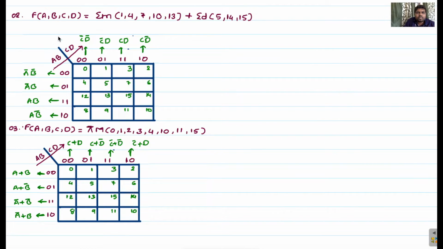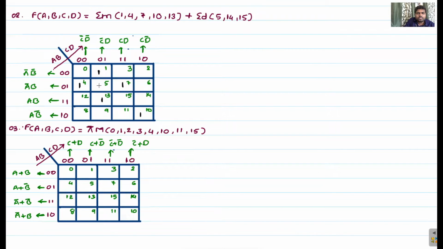Okay, and the next problem is f of a comma b comma c comma d equals sigma m of 1, 4, 7, 10, 3, and the don't cares are 5, 14, 15. First I will indicate the ones in this K-map. So 1, 4, 7, 10, 3. These are the sum of product terms, and the don't cares are 5, 14, 15.